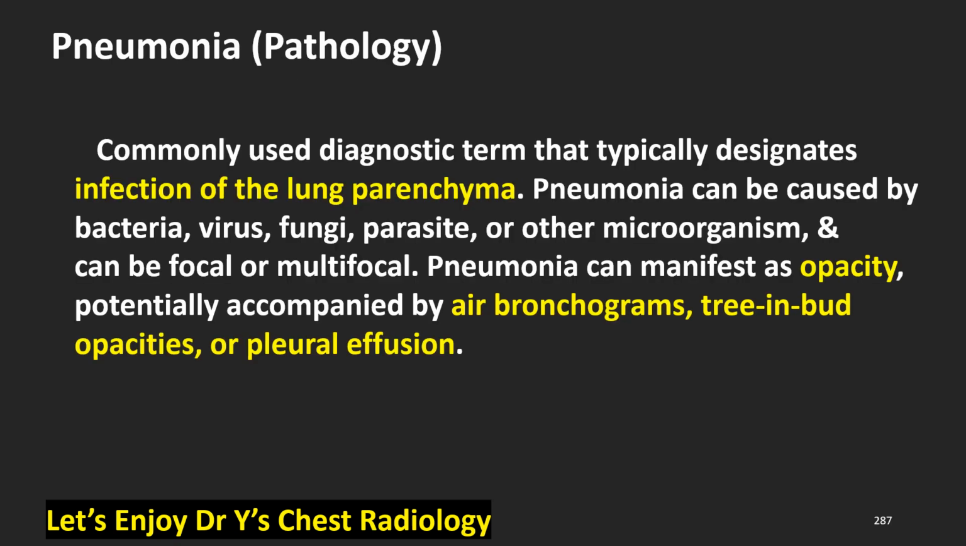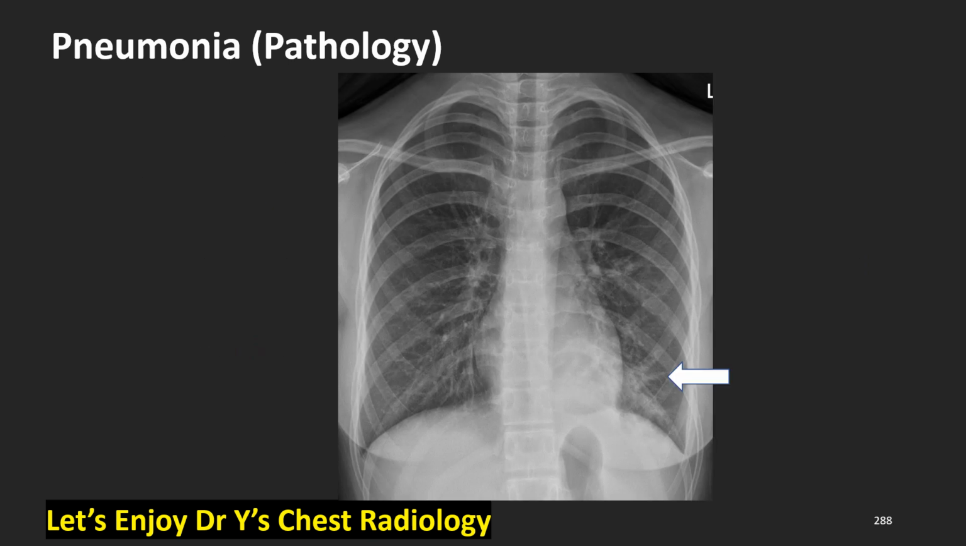Pneumonia pathology. Commonly used diagnostic term that typically designates infection of the lung parenchyma. Pneumonia can be caused by bacteria, virus, fungi, parasite, or other microorganism, and can be focal or multifocal. Pneumonia can manifest as opacity, potentially accompanied by air bronchograms, tree-in-bud opacities, or pleural effusion. Pneumonia pathology. Arrow indicates opacity with air bronchograms in left lower lobe, showing pneumonia.